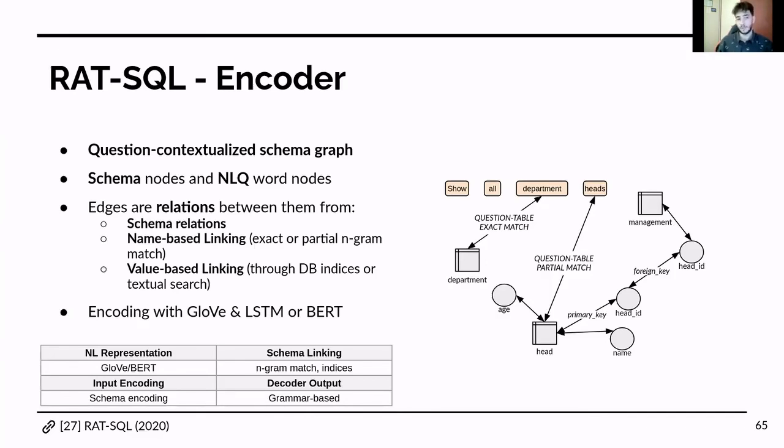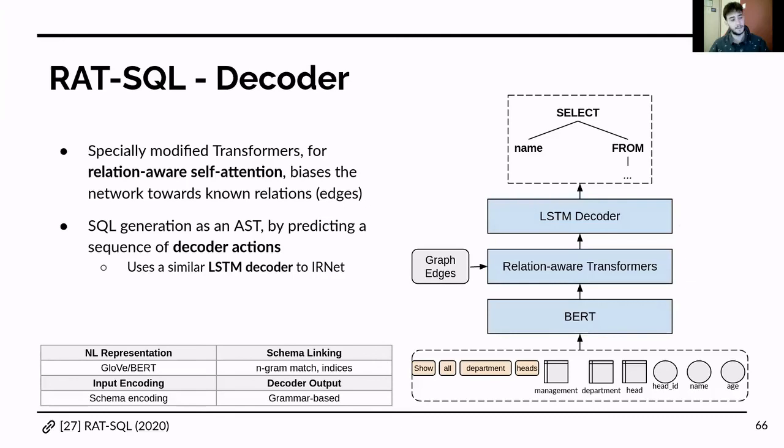And then we contextualize this schema graph using the natural language question, by adding all words of the NLQ as nodes in the graph. And we can actually connect these NLQ nodes by performing schema linking. So in this example, you can see that the word department is connected to the table department using schema linking. And then these nodes are encoded using either GloVe or BERT. Obviously, BERT gives better results.